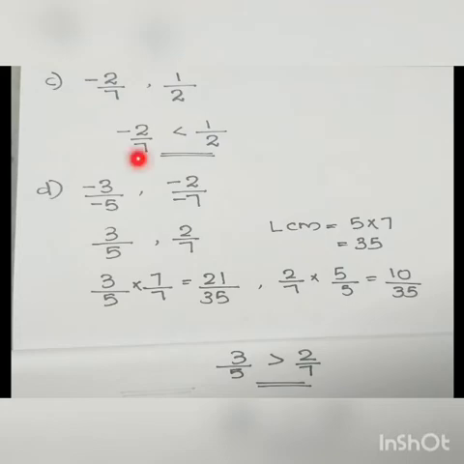Now, if you are getting both numerator and denominator negative, I said such numbers are what? Positive. So in this case, what you have to do? You have to convert it to the standard form. Standard form means negative 3 by negative 5 will be 3 by 5. Negative 2 by negative 7 will be 2 by 7. Then the normal method. Finding the LCM, making the fractions to like fractions and compare.